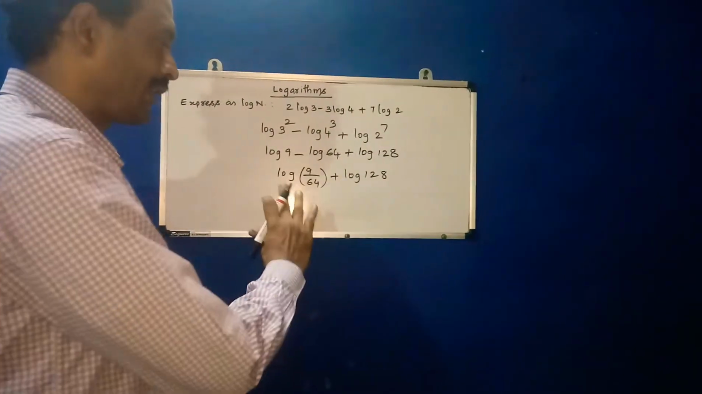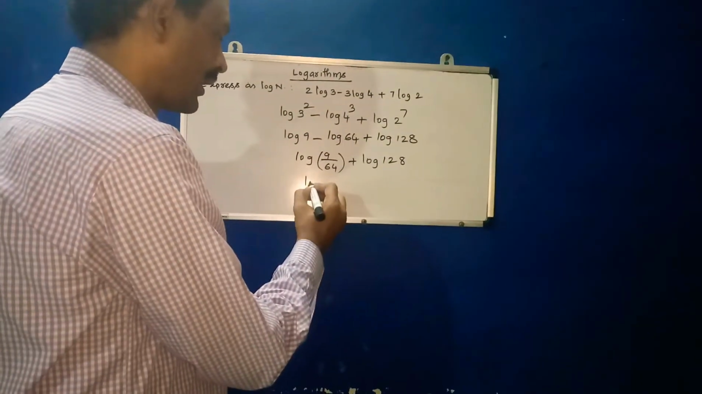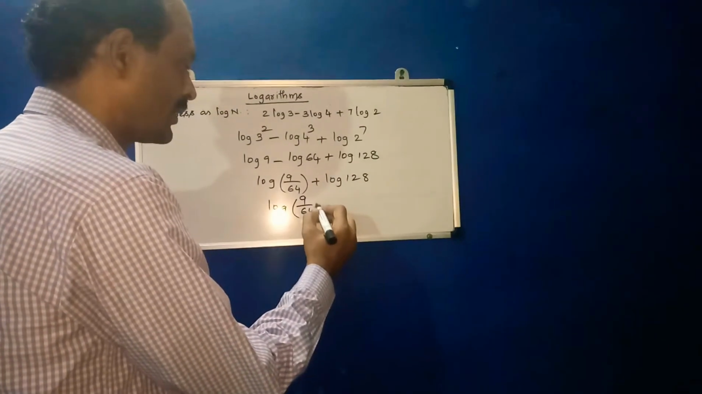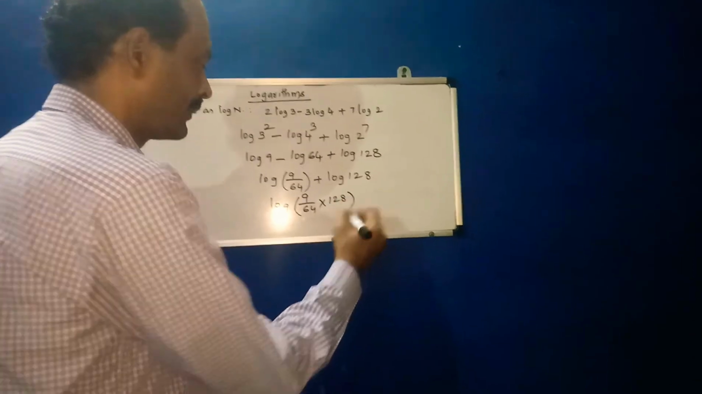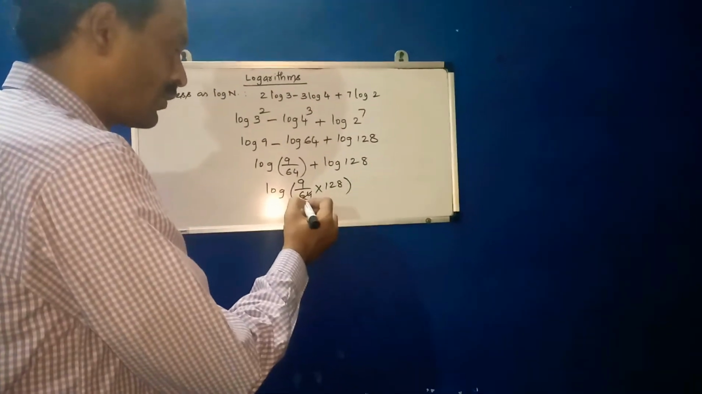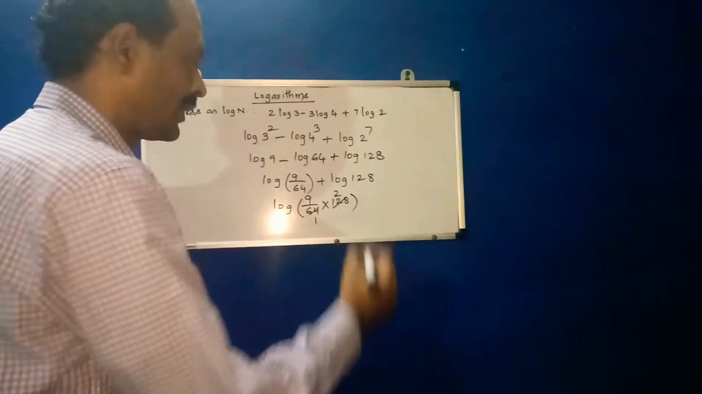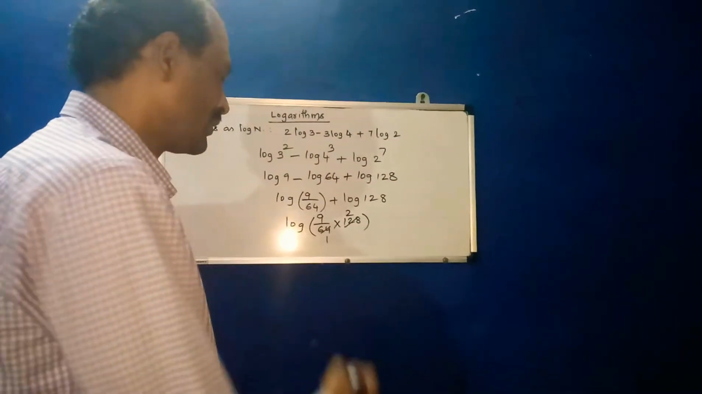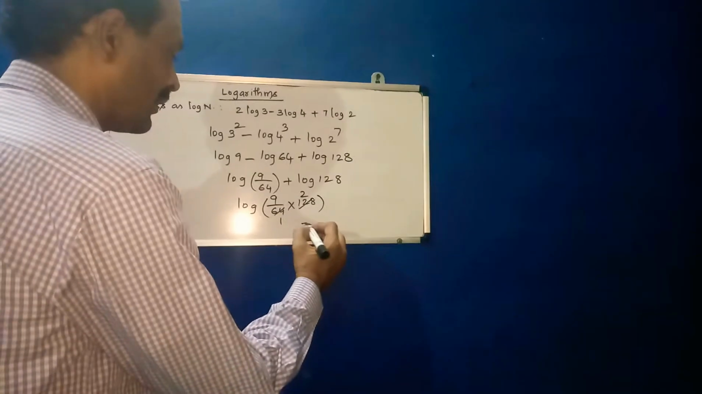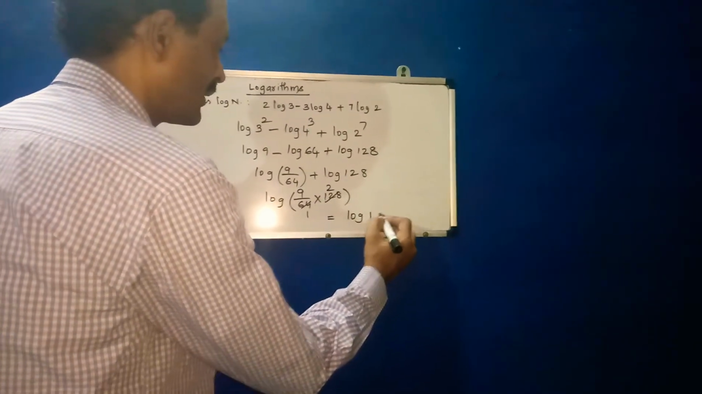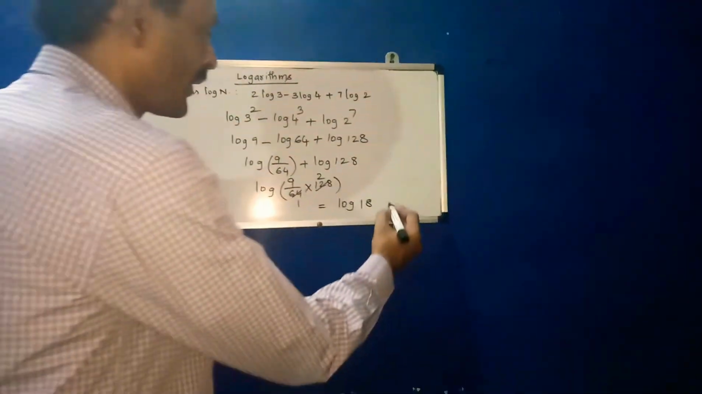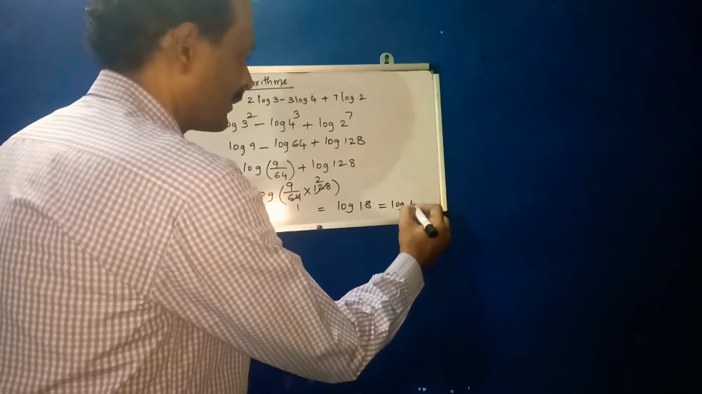Now this is again like log a plus log b, so I can apply the log a into b formula, that is 9 by 64 into 128. We can easily cancel 128 with 64, it is 64 twos, so 9 into 2 is 18, and the simplified form is log 18. If you compare this with log n, then n is 18.